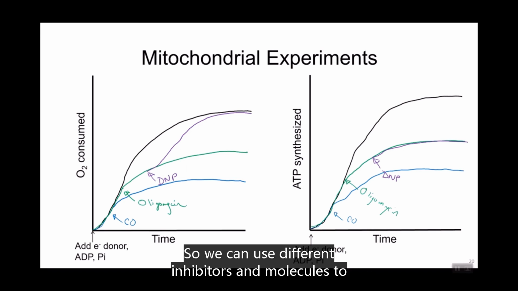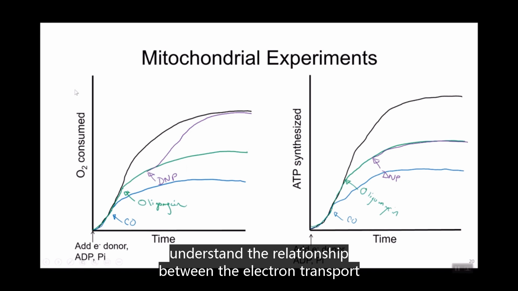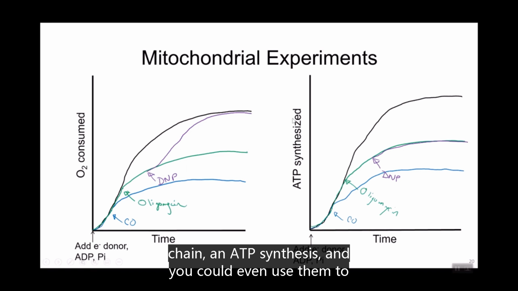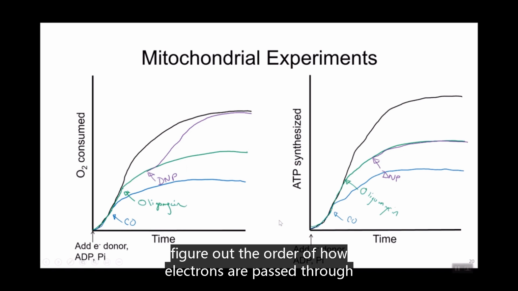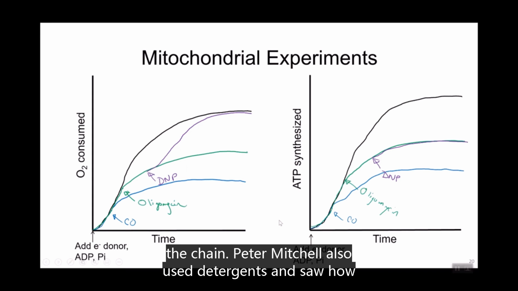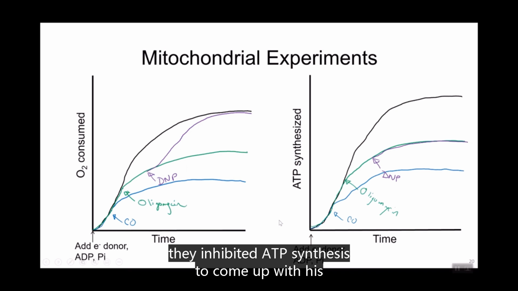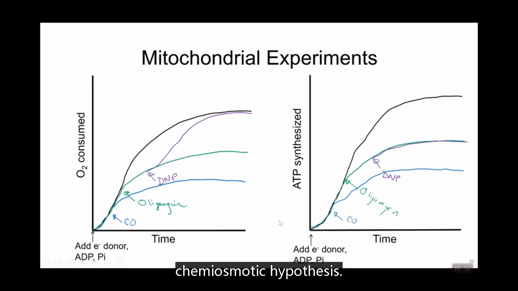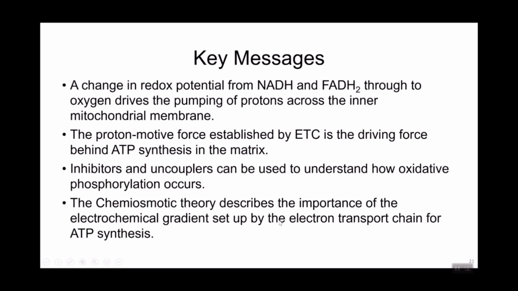So we can use different inhibitors and molecules to understand the relationship between the electron transport chain and ATP synthesis. And you could even use them to figure out the order of how electrons are passed through the chain. Peter Mitchell also used detergents and saw how they inhibited ATP synthesis to come up with his chemiosmotic hypothesis.